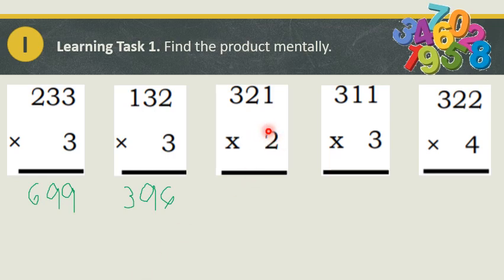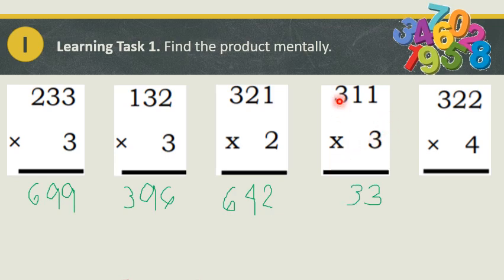Dito, unahin ulit nasa kanan. 2 times 1 is 2. Then, 2 times 2 is 4. Then, yung last 2 times 3 is 6. Okay? Then, sa number 4, yung 3 times 1, yung nasa kanan ulit. 3 times 1 is 3. Then, sunod natin, 3 times 1 is 3.